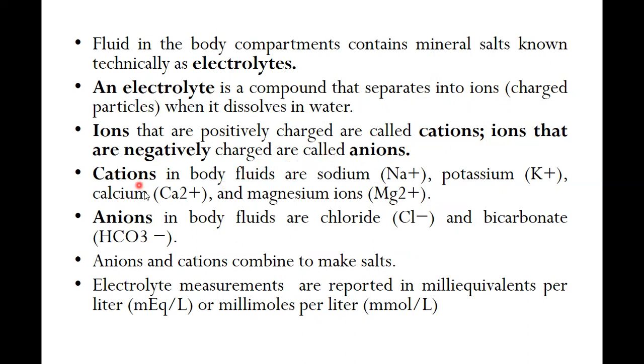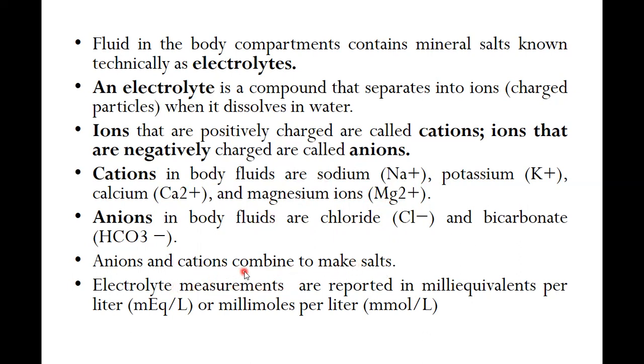So what are the cations that are contained within body fluids? We have sodium, potassium, calcium, and magnesium. These are among the most important cations that are found within body fluids. Then we have the anions that include chloride and the bicarbonates. So these particular electrolytes are the ones that will combine to make salts in the body.